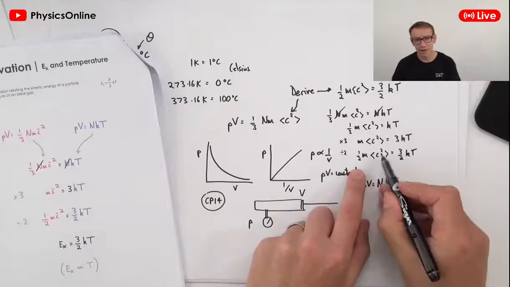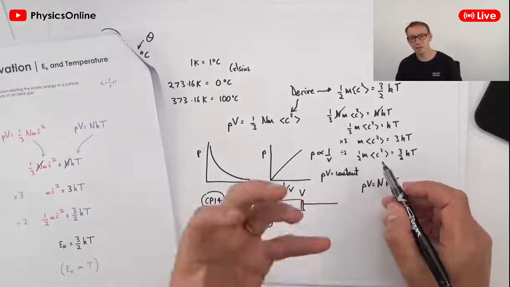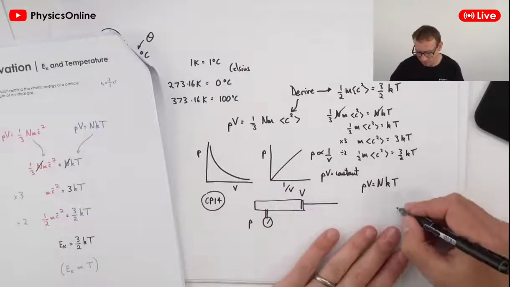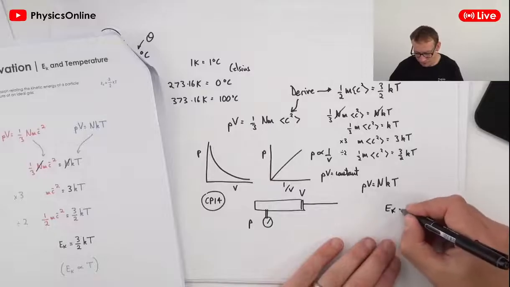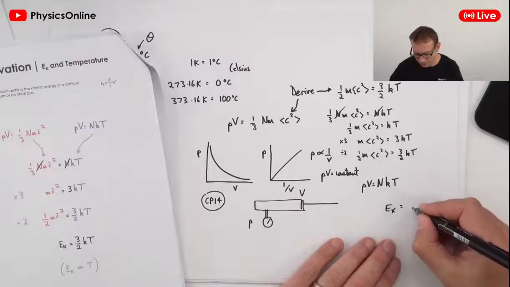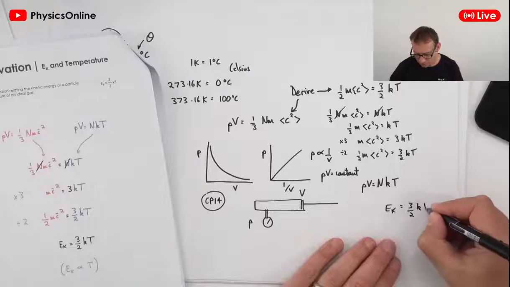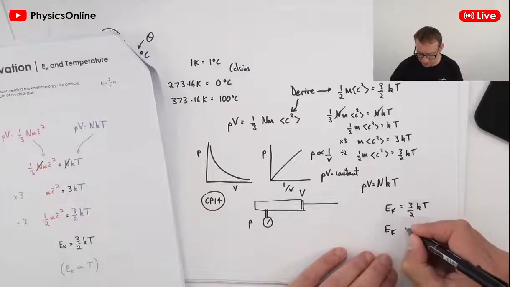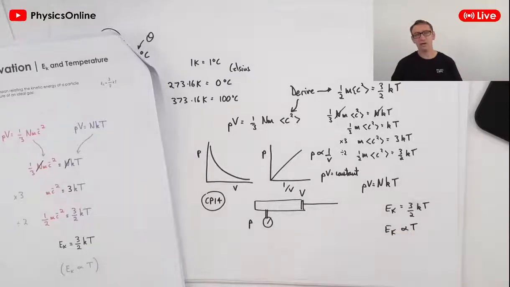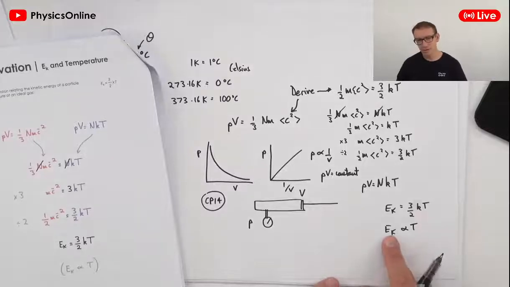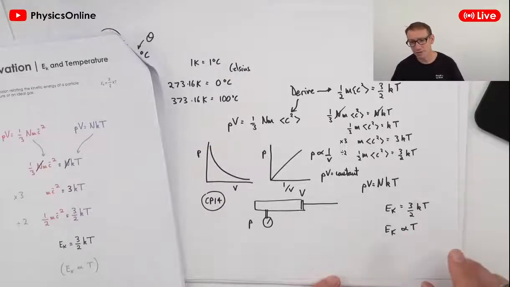And of course a half mc squared is just going to be the kinetic energy of any individual particle, and that means that we can say that the kinetic energy of one of the particles is related to 3 over 2 kT, or the kinetic energy of a particle is proportional to the temperature. So the kinetic energy of the particles really tells us about the temperature of the ideal gas.